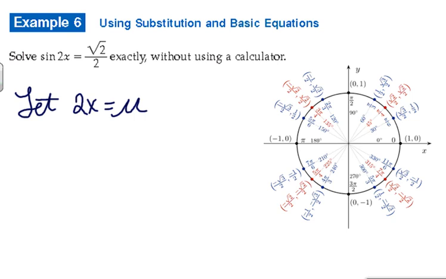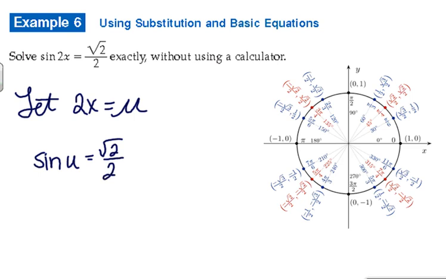Okay, so we know 2x is equal to u. So that means that I can ignore that double angle part right now and just deal with the sine part. So now it's going to look like sine of u equals root 2 over 2. And that's a problem we just got done working.